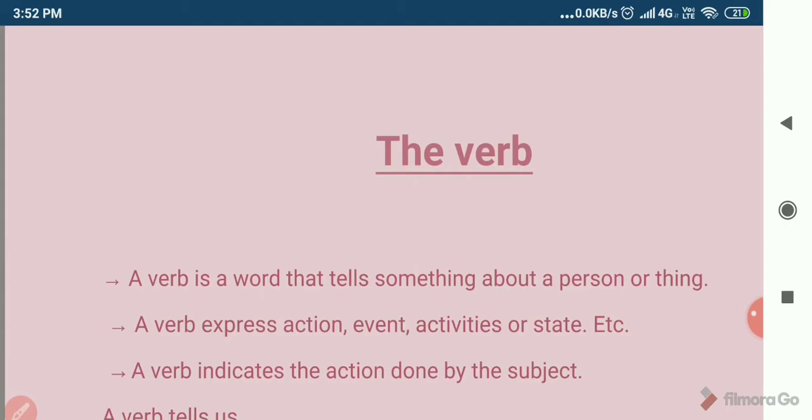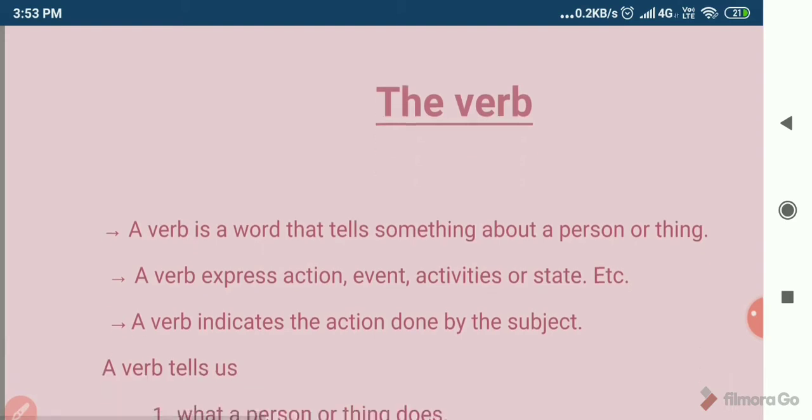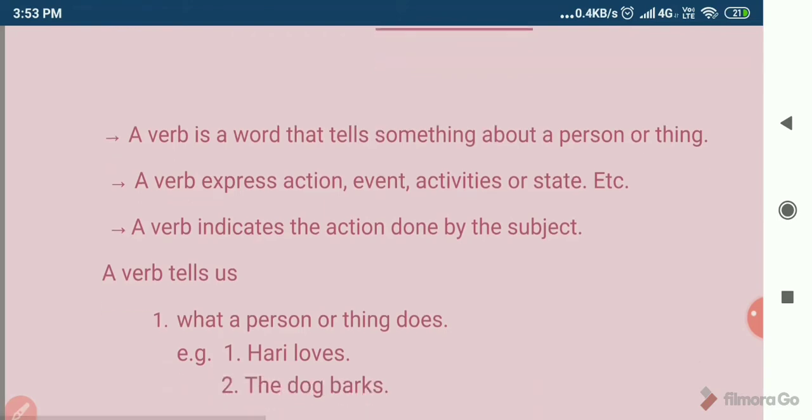tells us something about the person or a thing in the sentence. It expresses an action, event, activities, or a state of the subject. Okay, the verb indicates the action done by the subject in the sentence. For example, the verb tells us what a person or a thing does in the sentence.